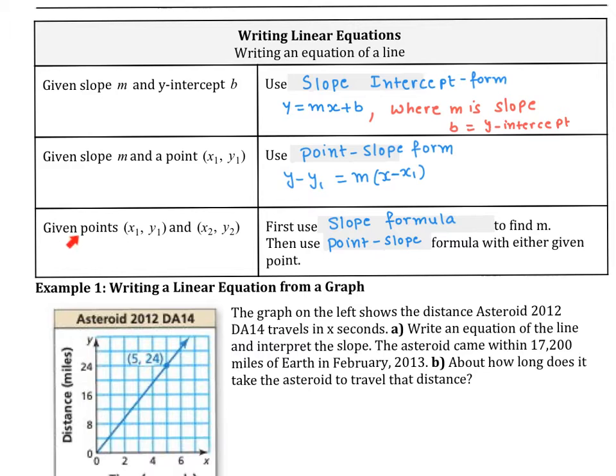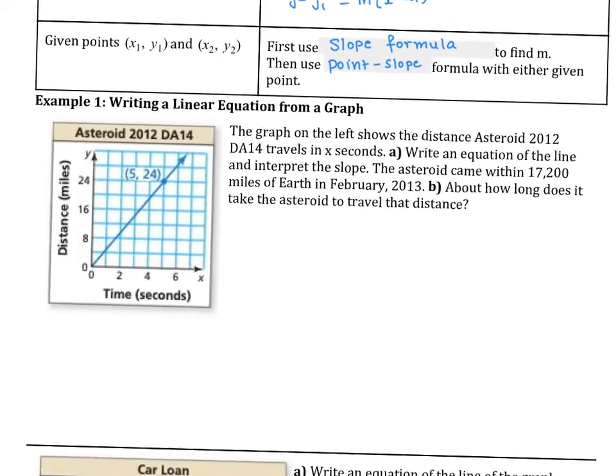The next is, given points (x1, y1) and (x2, y2), write the equation of a line. In this case, we are going to find the slope first using these 2 points, and then use the point-slope form. So first you use the slope formula, y2 minus y1 over x2 minus x1, to find m, and then we use the point-slope formula with either given point. Now let's do example number 1 from the bottom.